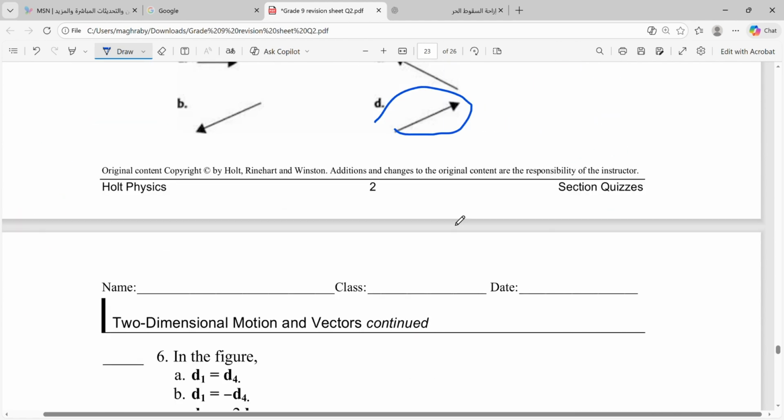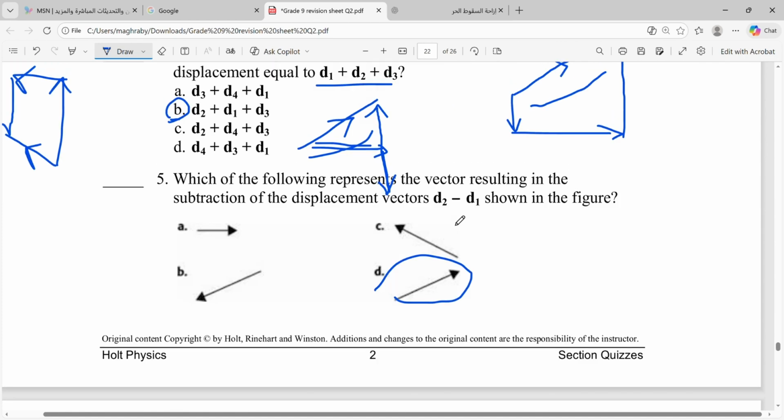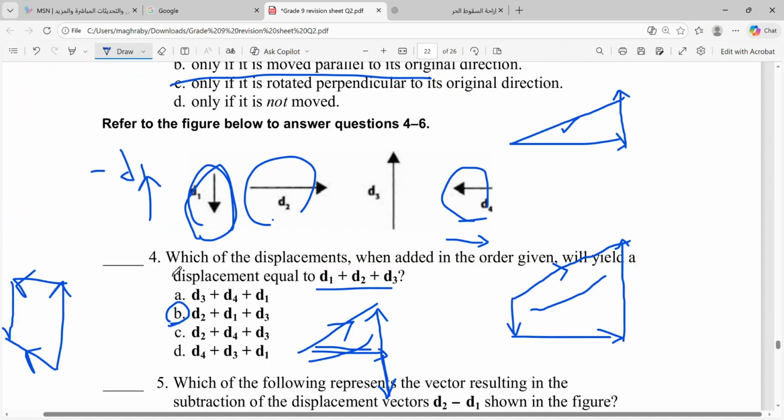Next one, D2 is equal to negative 2D4. Negative 2D4. Okay, this is D4. Negative D4 will be just like this, so negative 2D4 is like this. Yes, this is right. This one, D2 is like negative 2D4.